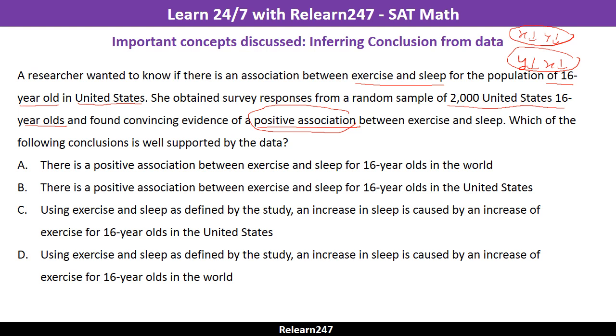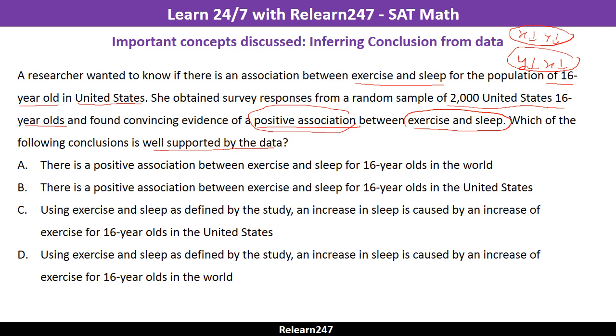So the researchers found a positive association between exercise and sleep, right? So now what we have to do is, which of the following conclusions is supported by the data. So now we need to choose the correct option. Let's read the options first. Option A, there is a positive association between exercise and sleep for 16-year-olds in the world. So till this line we are clear that it is right, because in the question it is saying a positive association between exercise and sleep for 16-year-olds.